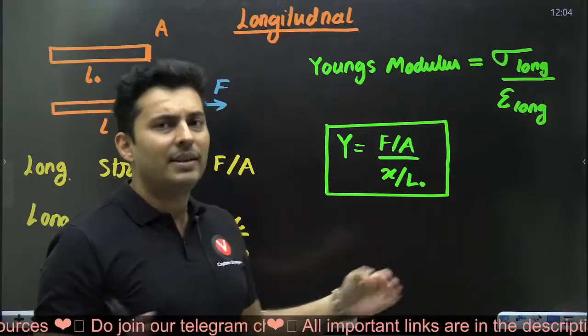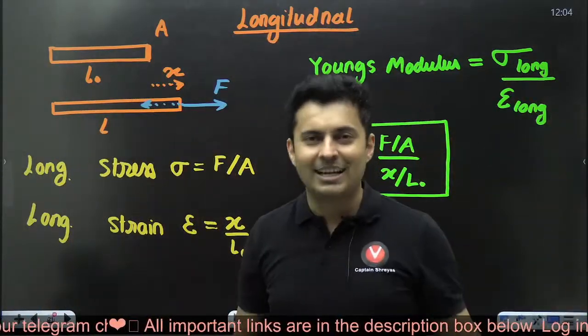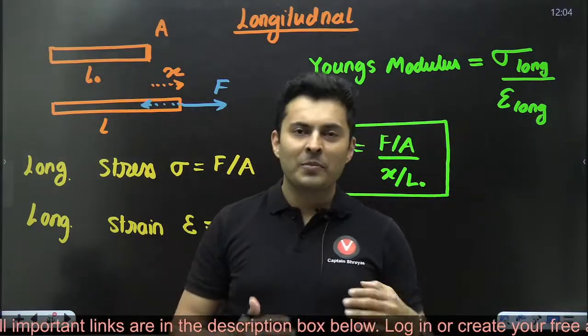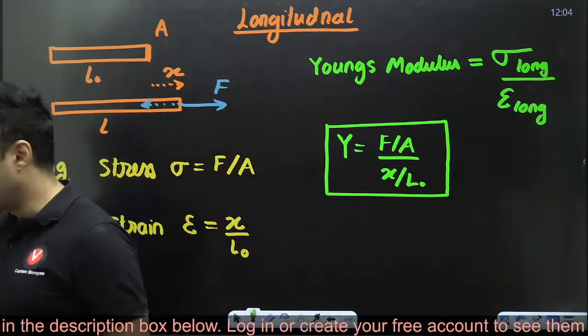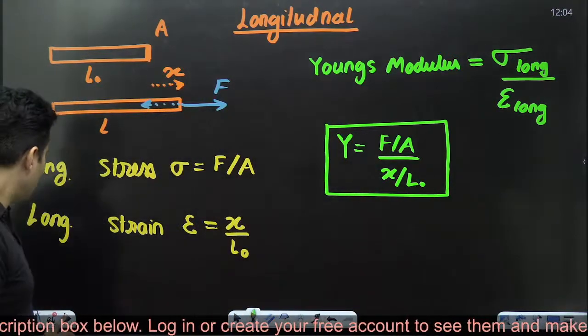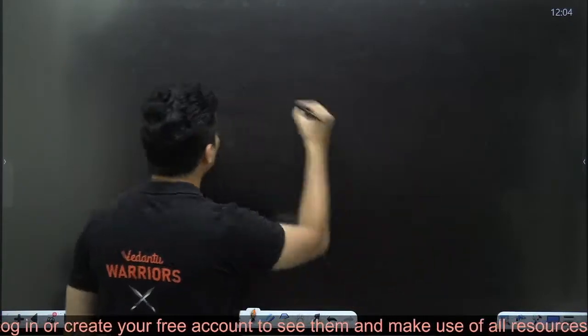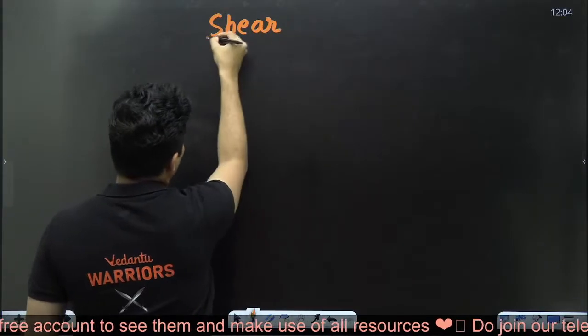Since this is 11th moving 12th batch, I am going right from the proper scratch level, zero to hero level. So we are seeing the entire theory so that you understand the concepts behind it, right? Cool. Moving on to the next, and that is basically your longitudinal is done. So let's go to shear.